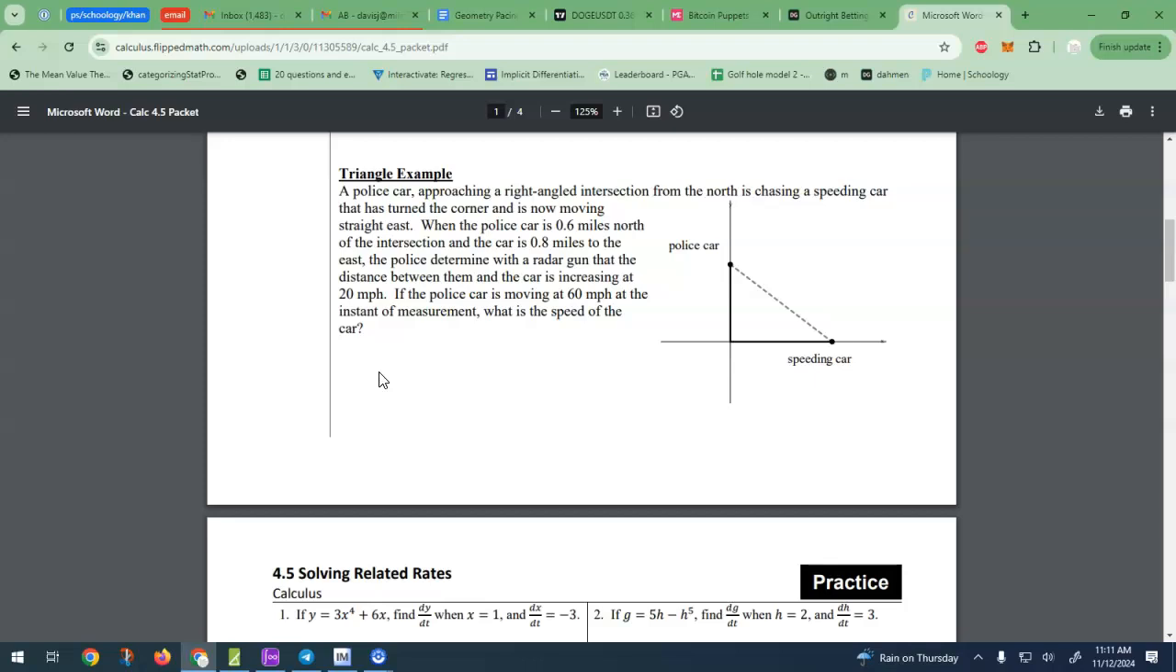And then the question is, what's the speed of the car? And that's dx/dt, like how fast is X changing. So this is what we're looking for. Questions on any of that?